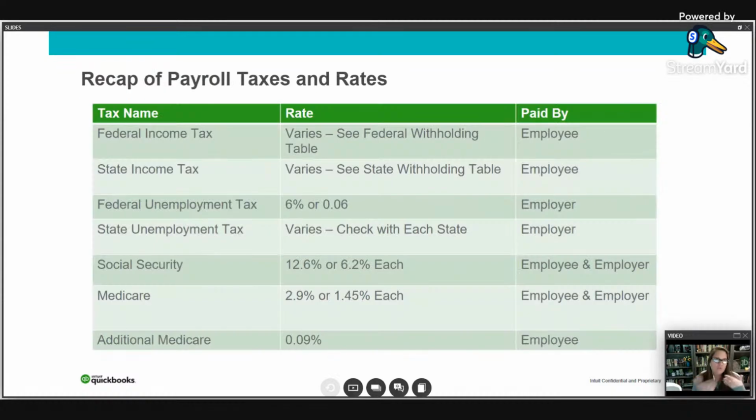And then just to recap that, you can see the different rates of each one of these. Don't worry about memorizing these. It's a really easy Google search. You can go look them up if you need to. But again, the state unemployment, it's going to vary with each state, and then within the state, it's also going to vary. So I know in the state of Michigan, it can go as high as 10% if you have a lot of layoffs or a lot of claims. If you don't have any claims, it's going to be lower.